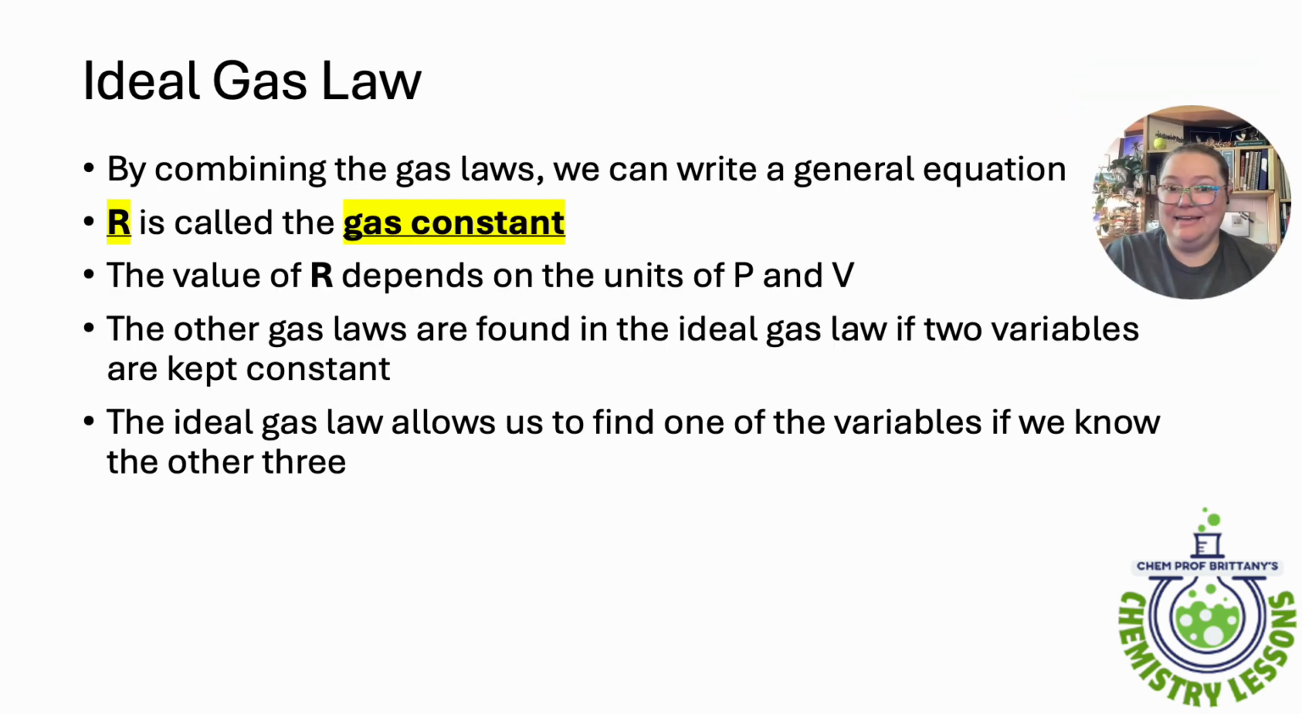By combining these gas laws, we can write a general equation, which we call the ideal gas law. It involves R, which is the gas constant. The value of R is different depending on the units that we use for pressure and volume, mainly the one about pressure. The other gas laws are found in the ideal gas law if two of our variables are kept constant. And it allows us to find one variable if we know all of the other three.